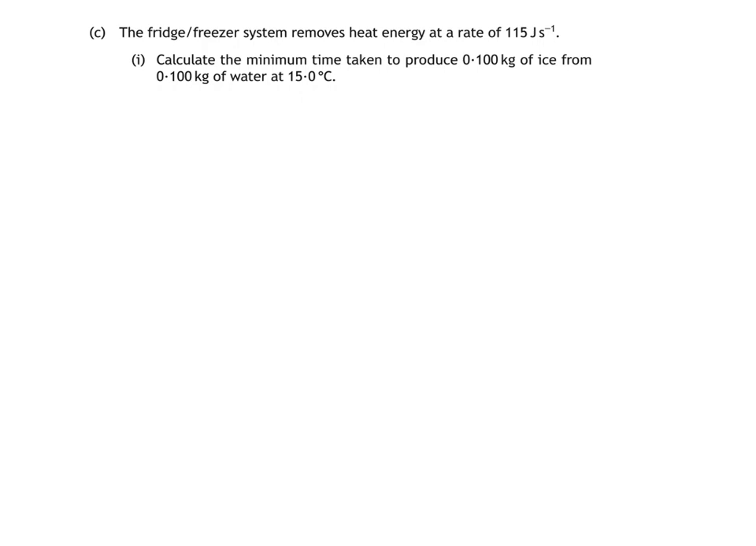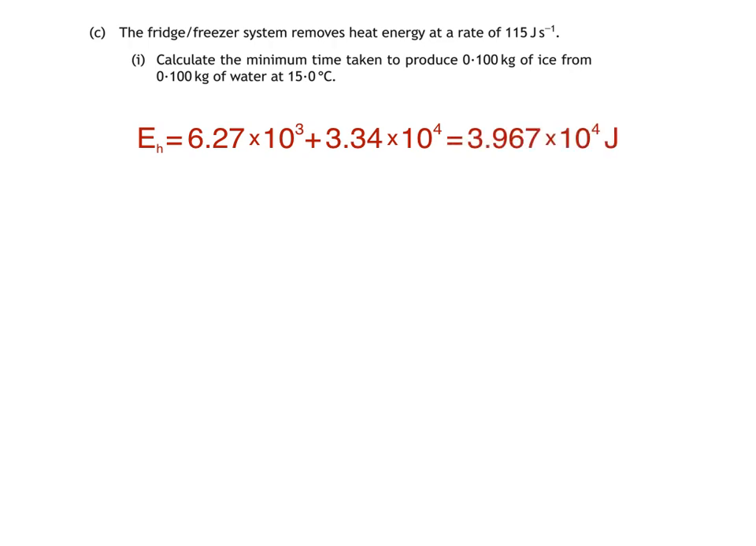So, first of all, the total heat energy removed from the water is the 6.27 times 10 to the power of 3 joules it takes to cool it from 15 degrees Celsius to 0 degrees Celsius. This was the answer from part A of the question. Plus the 3.34 times 10 to the power of 4 joules to change it from water to ice. The answer from part B of the question. The total heat energy removed then is 3.967 times 10 to the power of 4 joules.